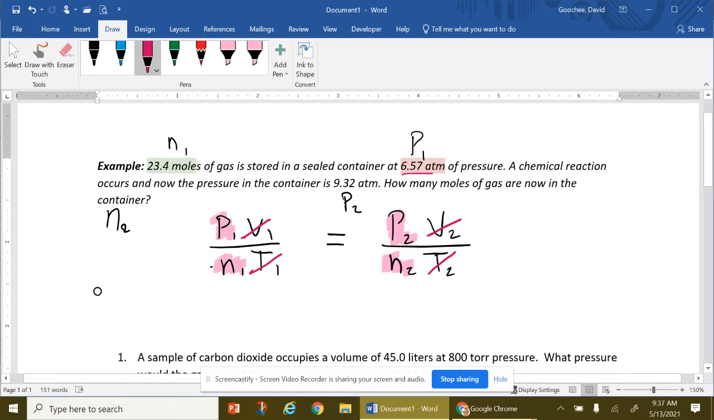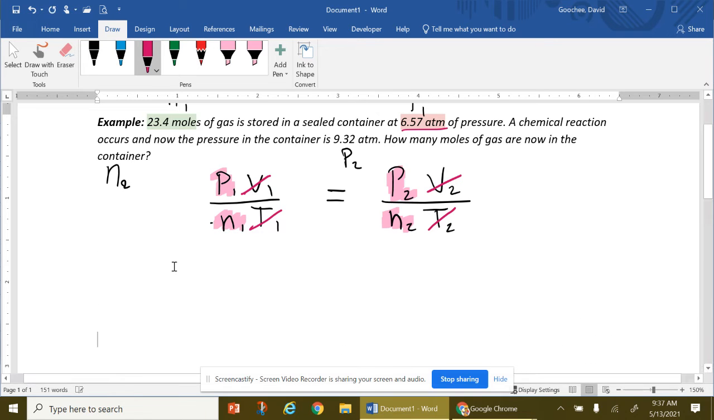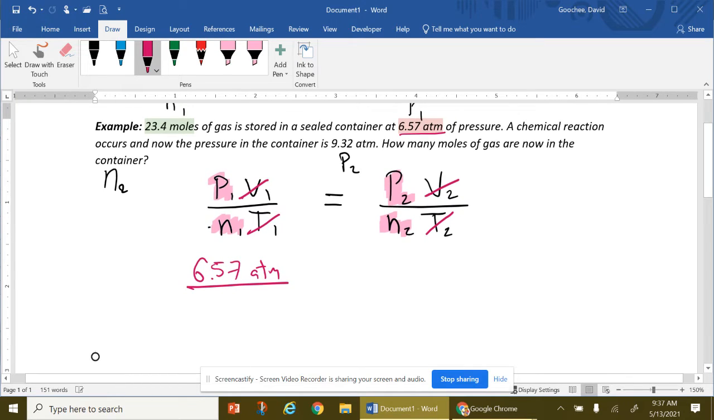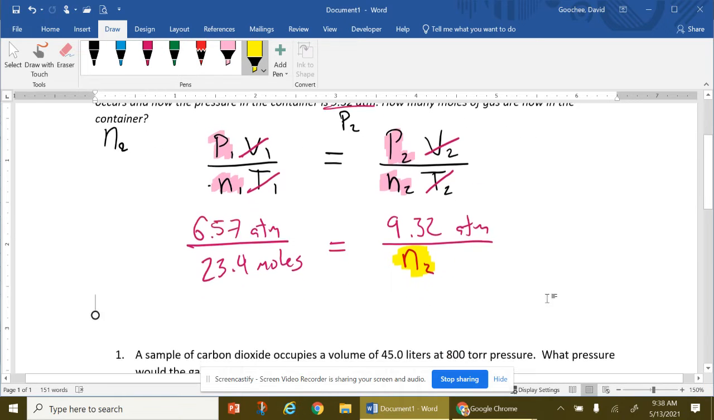The initial pressure is 6.57 atmospheres. So give us a bit more space right here. 6.57 atmospheres divided by the number of moles, which is 23.4. And that's going to be equal to the final pressure, which is 9.32 atmospheres, divided by the final number of moles, which we don't know, and we have to solve for. Okay, so what we've got here, guys, is an algebra problem. We have to solve for the number of moles at the end of this.